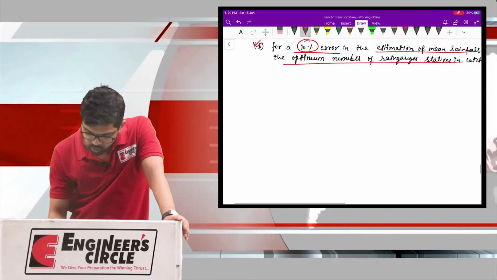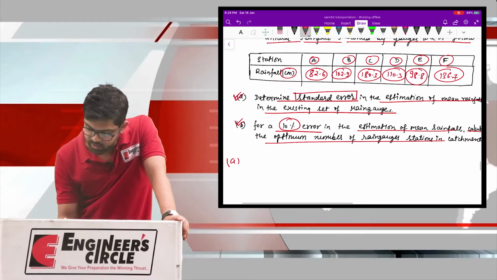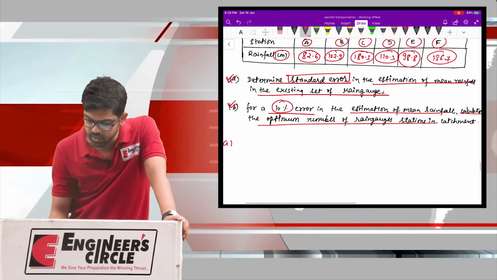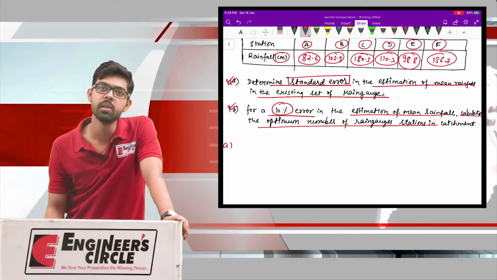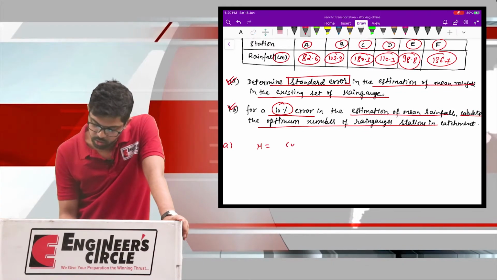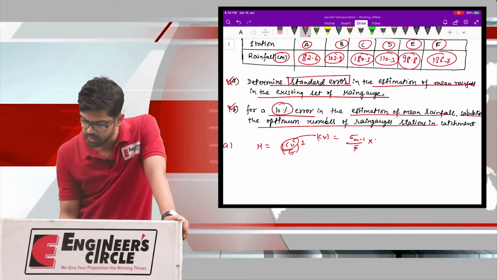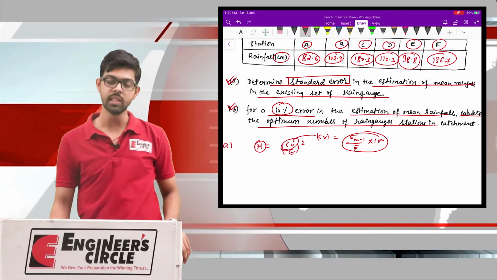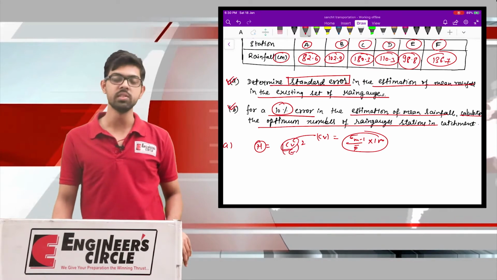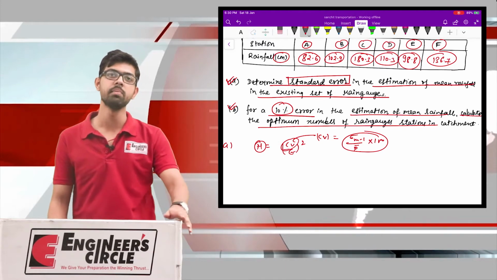So for the first part A, determine the standard error in the estimation of mean rainfall in the existing set of rain gauge stations. In order to find the number of rain gauge stations, N is equal to (Cv upon epsilon) whole square, and Cv is the coefficient of variation given by sigma m minus 1 upon p bar into 100. So to calculate this, you first need to compute Cv, and for that you need sigma and p bar. Sigma is the standard deviation and p bar is the mean rainfall.